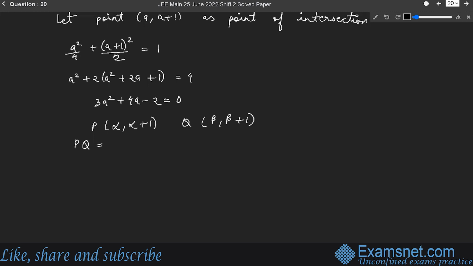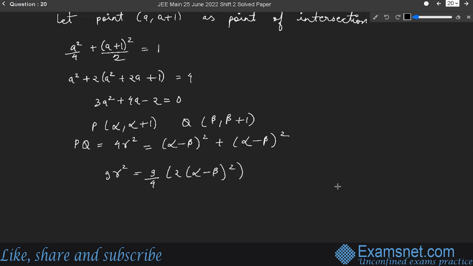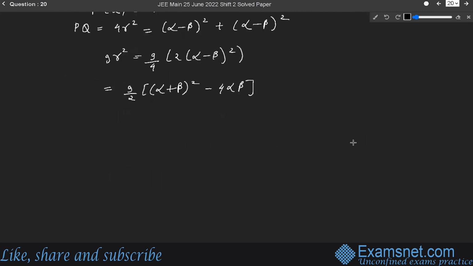So PQ squared will be equal to 4R squared, which is equal to (alpha minus beta) whole squared plus (alpha minus beta) whole squared. Therefore 9R squared will be 9 upon 4 into 2 into (alpha minus beta) whole squared. So this can be written as 9 by 2 into (alpha plus beta) whole squared minus 4 alpha beta. Further, this will be equal to 9 by 2 into (minus 4 by 3) whole squared plus 8 by 3.